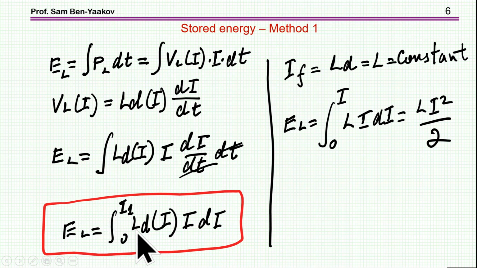You have to do this integral. You have to know what is the differential or local or derivative inductance as a function of current, express it in a way that you can take this integral, and this will be the energy stored in this inductor.